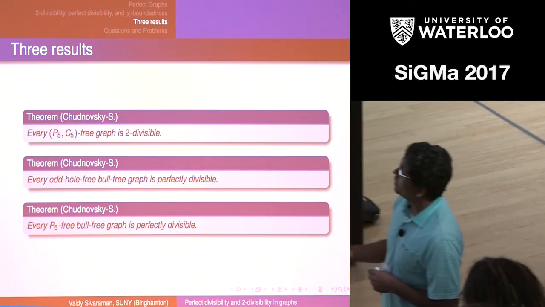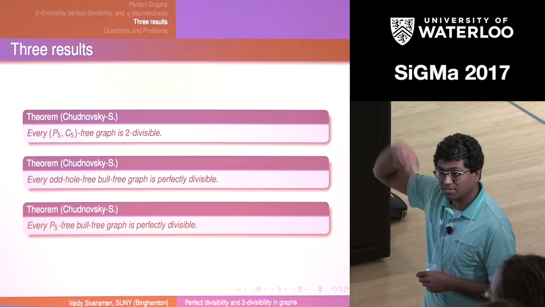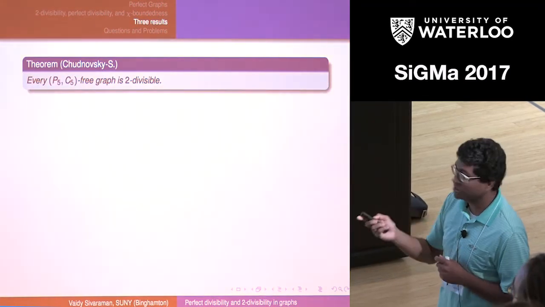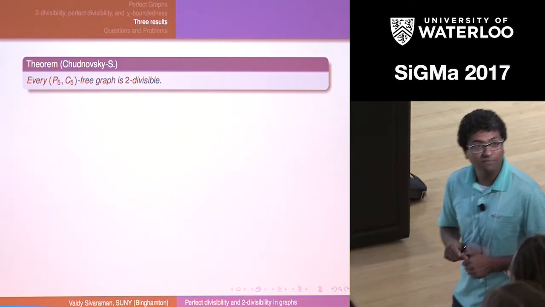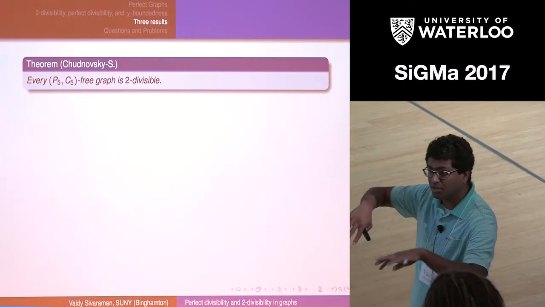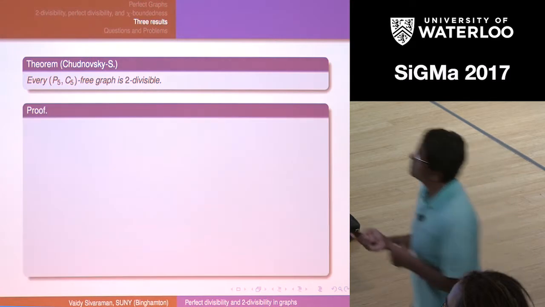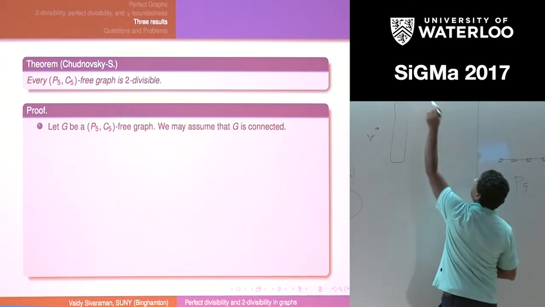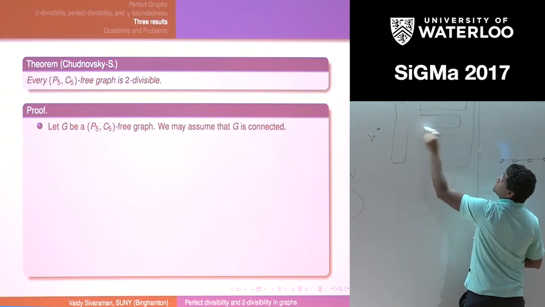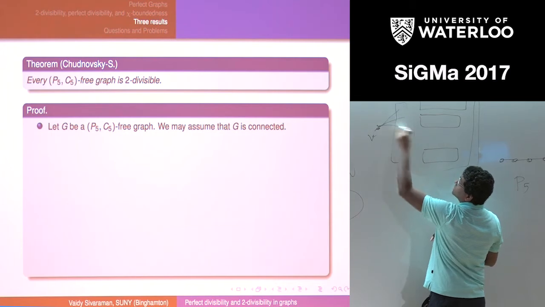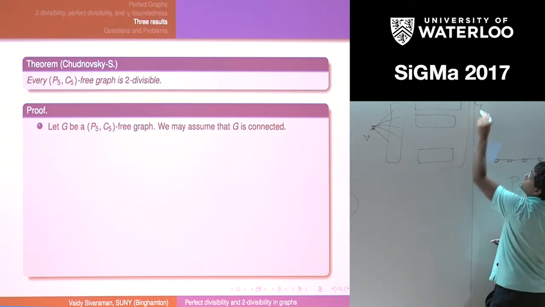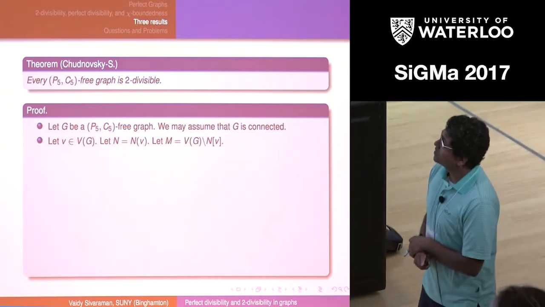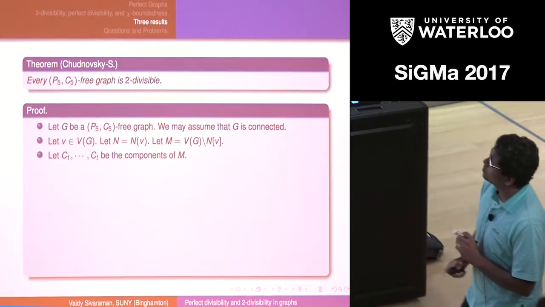So the last two depend on the structure theory of bull-free graphs developed by Chudnovsky and Chudnovsky-Safra. But the first one is self-contained, so I'll just dwell on that for a minute. So how does the proof go? You have a graph that doesn't contain P5 and C5, and you have to show that you can partition it into two pieces such that each piece has smaller clique number. So you start with a vertex, you take its neighbors, and there are other vertices. When you delete the neighborhood, the rest falls into components, call them C1, C2, up to CT. We may assume G is connected. I'll call the neighborhood M.